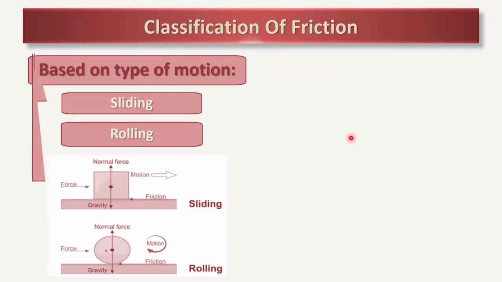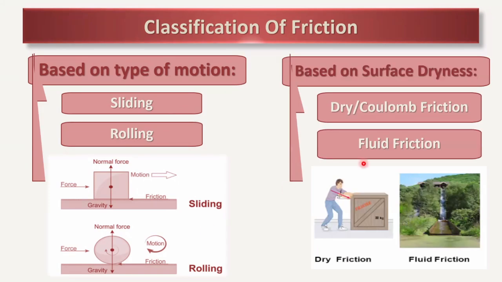We can classify friction based on different things. Based on the type of motion, friction can be of two types, sliding and rolling. Sliding occurs where two surfaces are rubbed against each other, and rolling occurs where an object rolls on a surface. Other main types of friction are dry and fluid friction. Dry friction exists when two dry surfaces move relative to one another, and fluid friction exists between two adjacent layers in a fluid that are moving at different velocities.